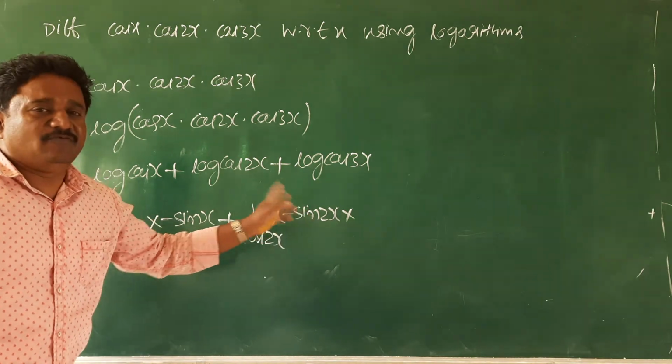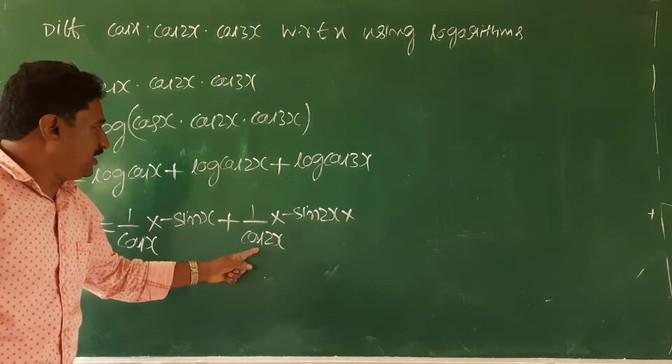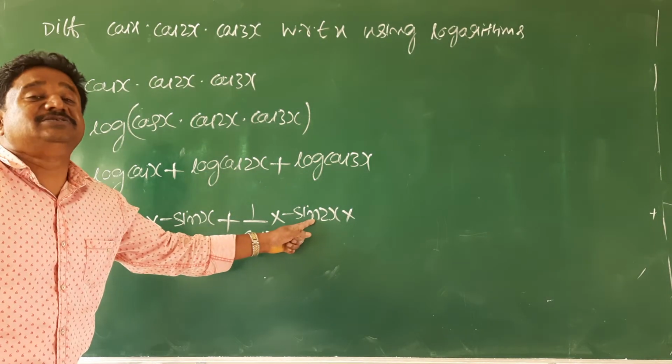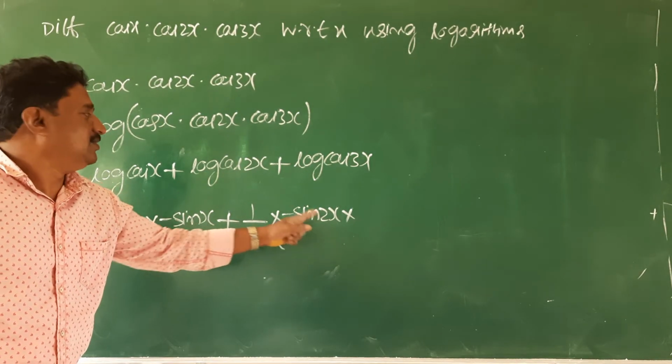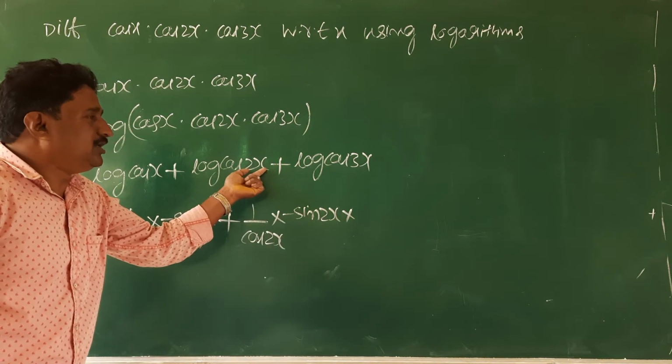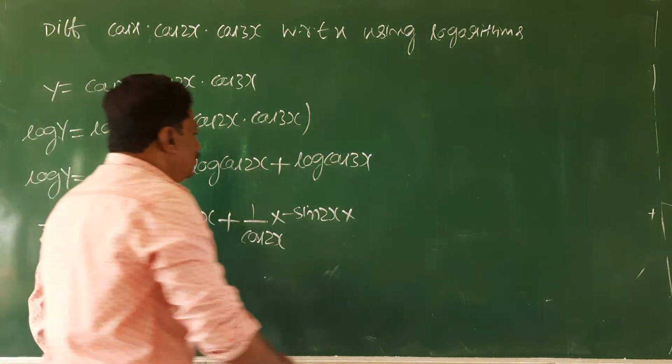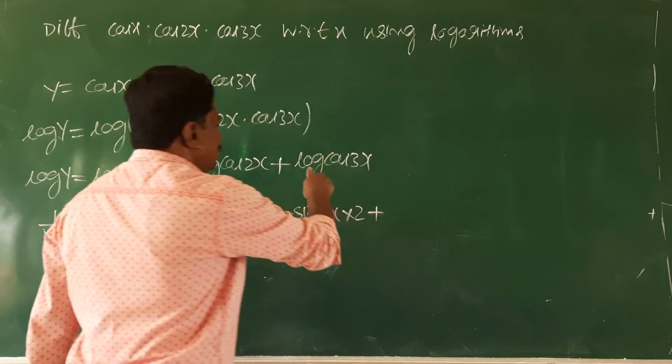So 1 by 1. Log is 1 by x. Cos is minus sin. Writing only the minus sign is meaningless; you should write sin theta. Then now you think of differentiating 2x. 2 into x, keep the 2 as it is. Differentiation of x is 1, so 2.